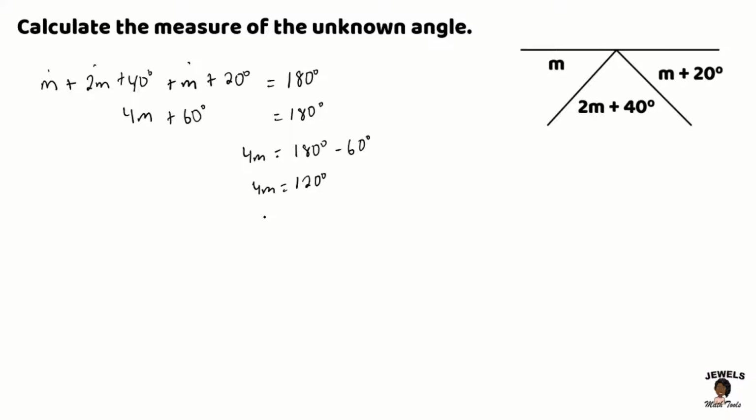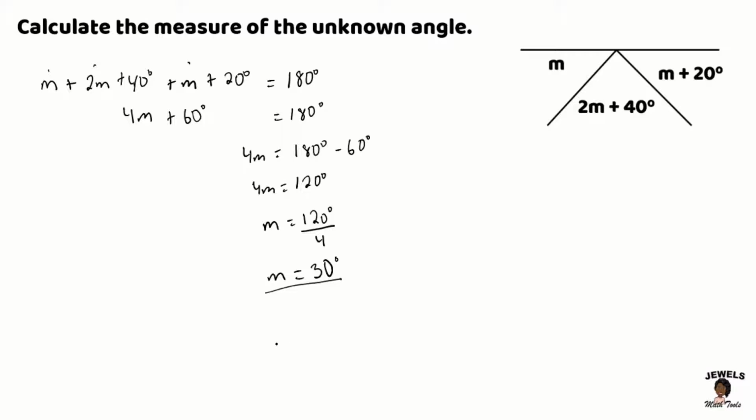So now that we have 4m equals 120, our next step is going to be to divide 120 by 4 so that we can get the measure of one single m. Since I have 4m here, I'm now going to be dividing 120 degrees into 4 parts. And when 120 is divided by 4, you know that 12 divided by 4 is equal to 3, and 4 into 0 will give us 0. So my m will equal 30 degrees.